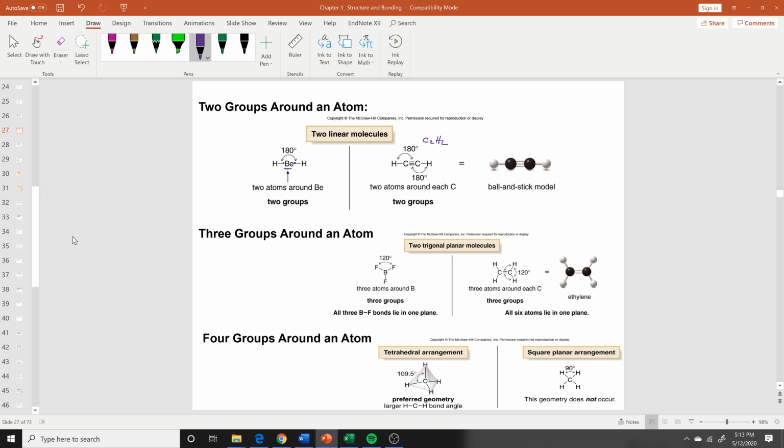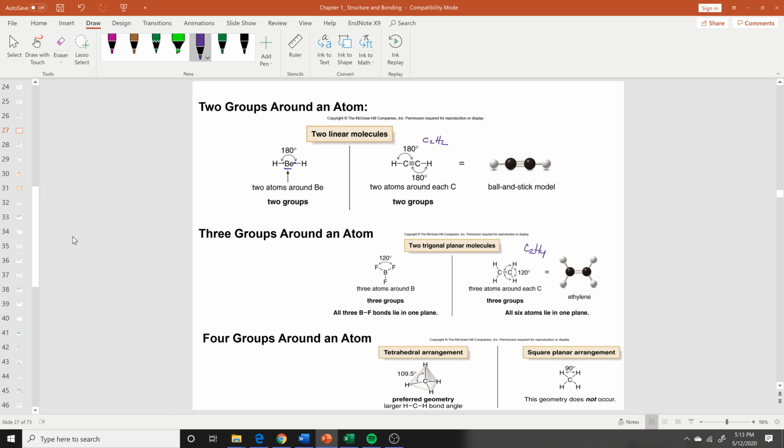Normally linear geometry is assumed whenever you have two groups around the central atom. If you have three groups around the central atom, then in this case the bond angle is going to be 120. This is going to be planar, so the geometry is trigonal planar. It can be assumed either in the case of BF4 or BF3, or in the case of C2H4.